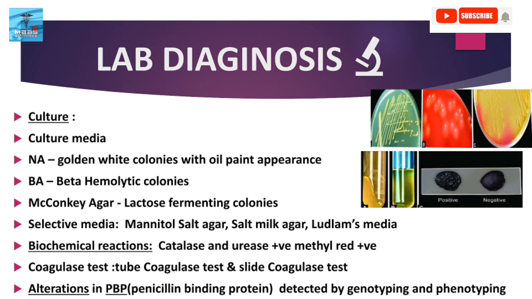Then alteration of penicillin binding protein is detected in genotyping and phenotyping. And the typing methods include phenotypic methods like bacteriophage typing and antibiogram typing. And the genotypic methods include PCR-RFLP.